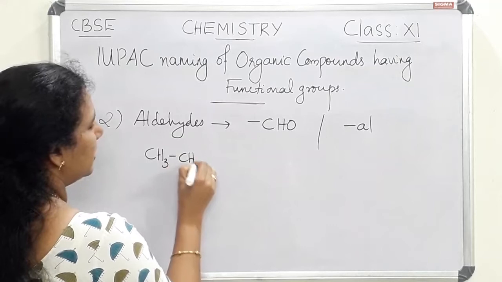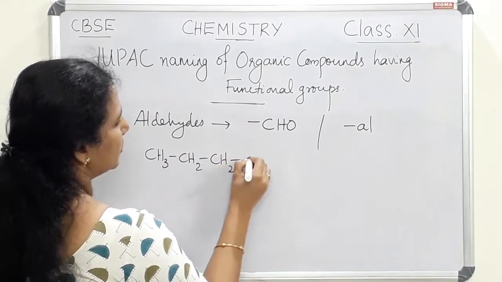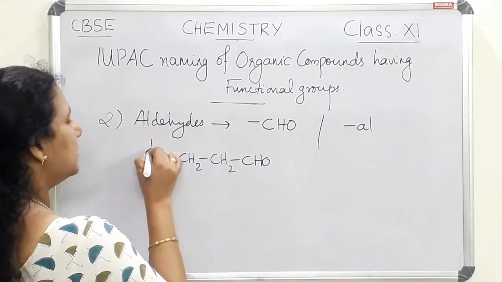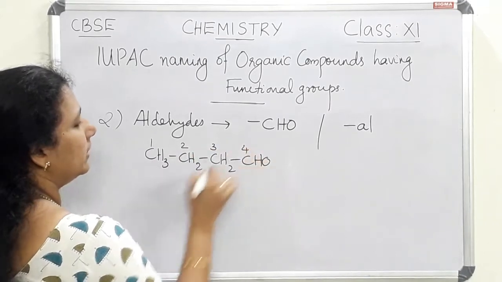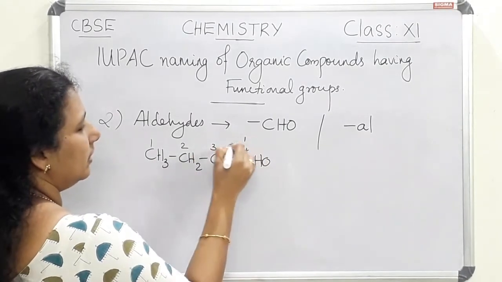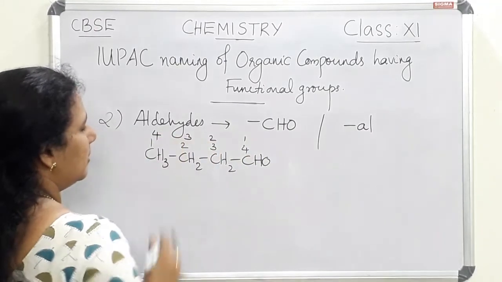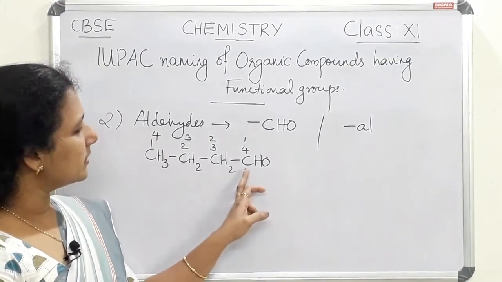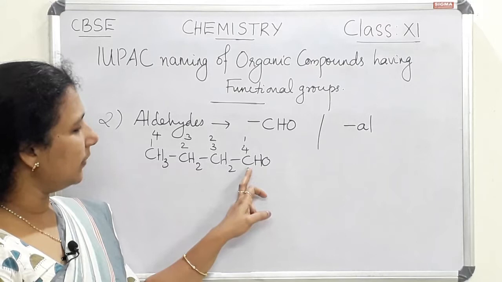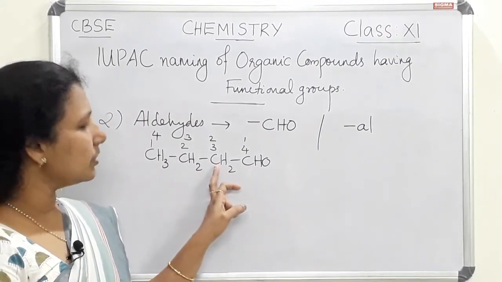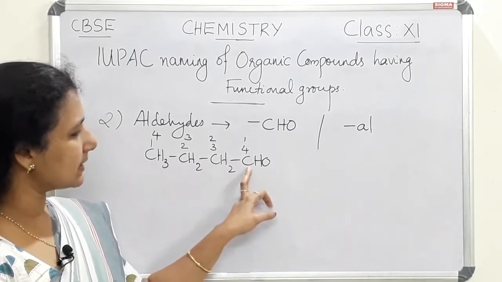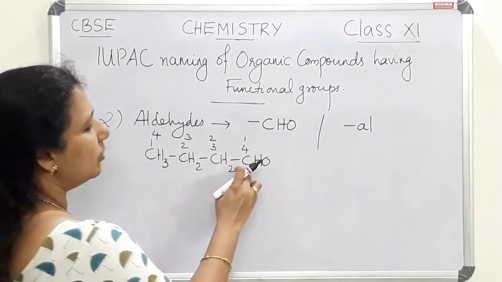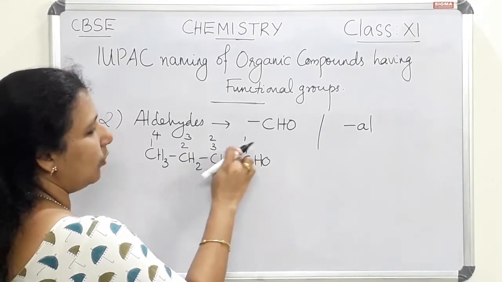If it is CH3, CH2, CH2, CHO, let us name this compound. First of all, we need to number this compound. If it is from left to right, this will be the numbering. If it is from right to left, this is the numbering. Anyway, the parent chain contains 4 carbon atoms, and according to the rule, the functional group gets the lowest number. Here the functional group itself has a carbon atom, so that functional group should get the lowest number.